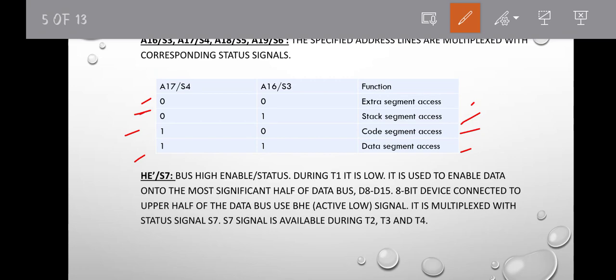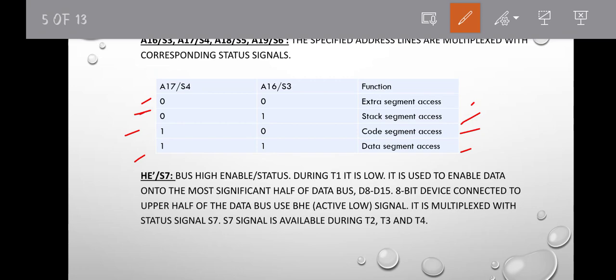And another one is BHE or S7, bus high enable status. Here BHE is nothing but bus high enable. This indicates the bus high enable status. During T1 it is low, and it is used to enable data onto the most significant half of the data bus, D8 to D15.